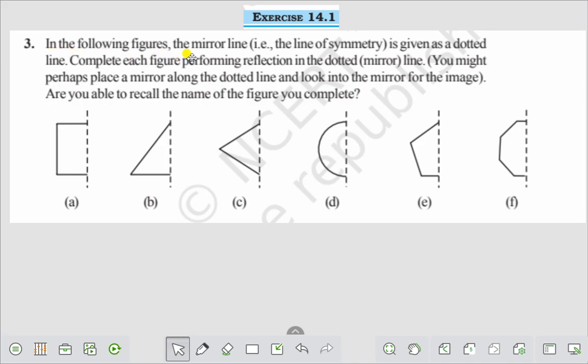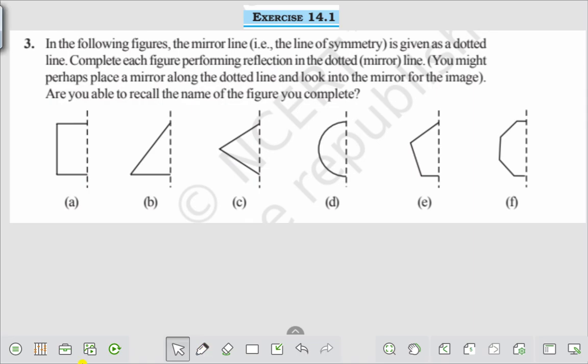In the following figures, the mirror line, that is the line of symmetry, is given as a dotted line. Complete each figure performing reflection in the dotted mirror line. You might perhaps place a mirror along the dotted line and look into the mirror for the image. Are you able to recall the name of the figure you complete? Let us complete the figures first.